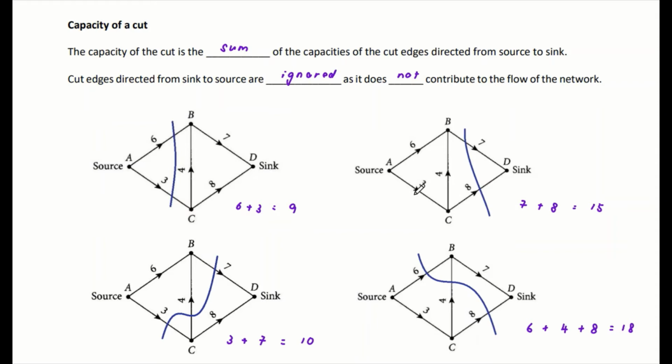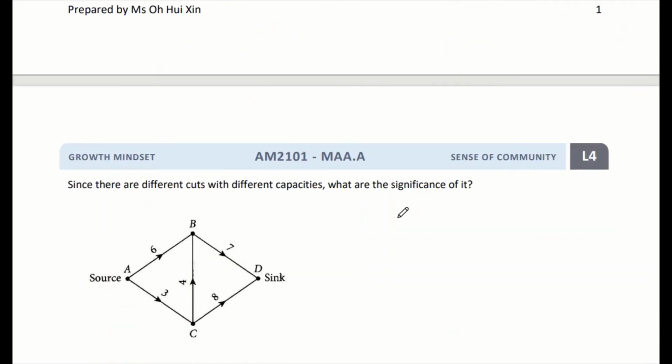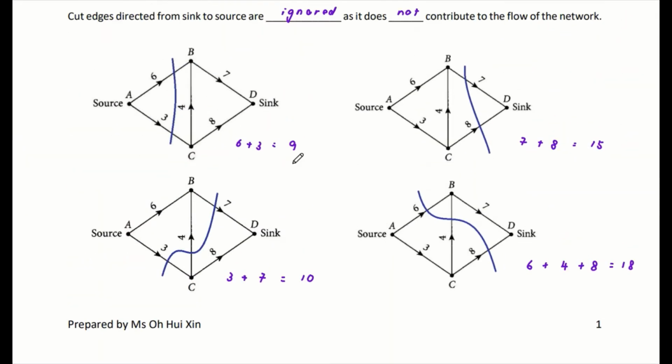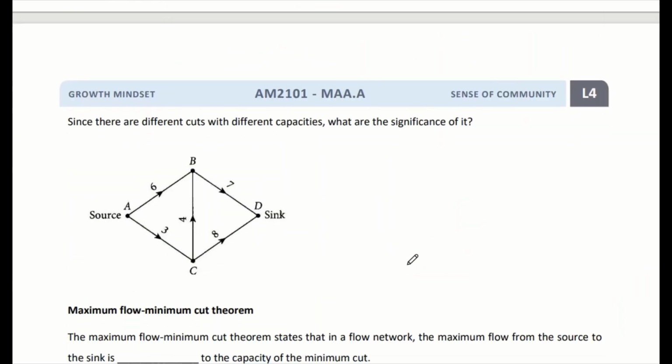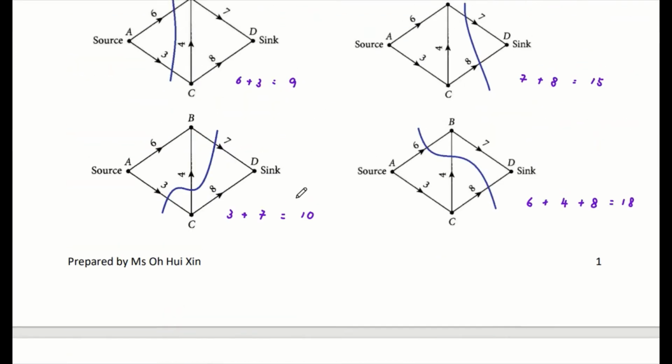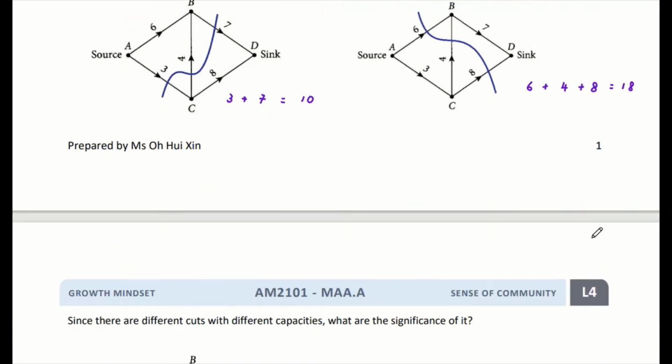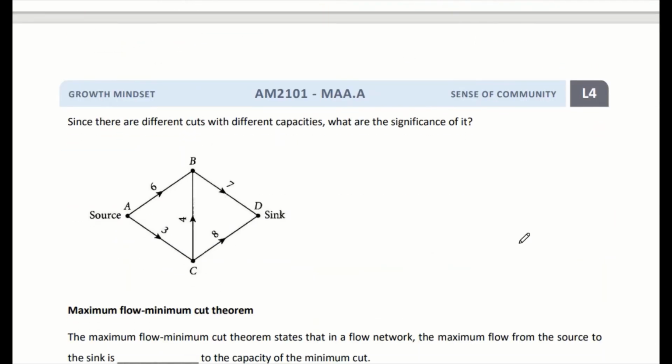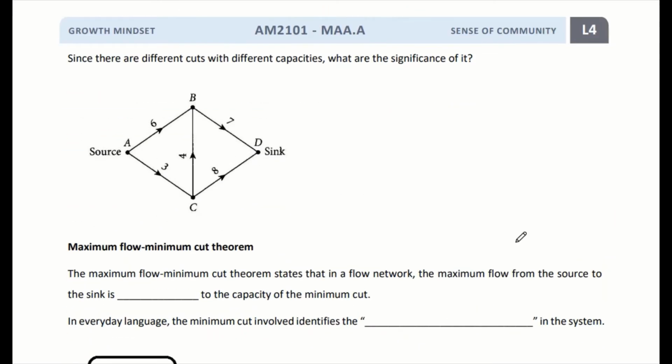Alright, so now we'll be looking at the part from what we did just now. These are the 4 different cuts that we have for this network. Since there are different cuts with different capacities that we try to find, you can see this is 9, 10, 15, and 18, right? So what is the significance of this? If we can find out the maximum flow by using the systematic approach, then why do we need this minimum cut? Before we move on to that part, let's try to identify the maximum flow for this network. I hope I still remember how to do that.